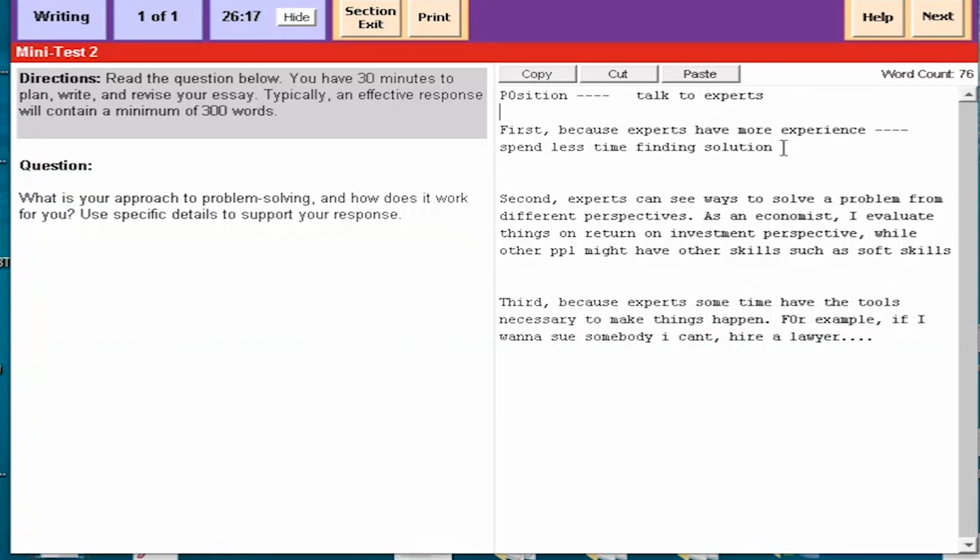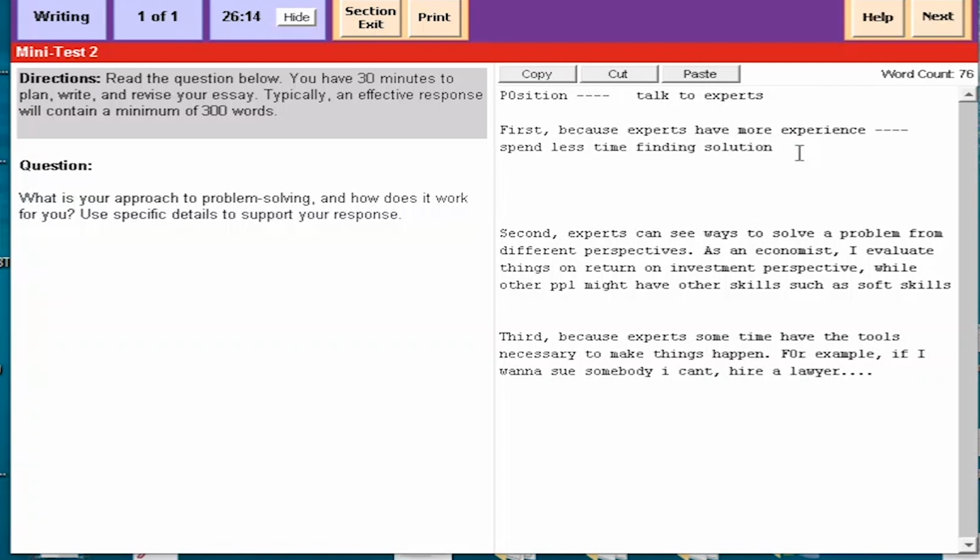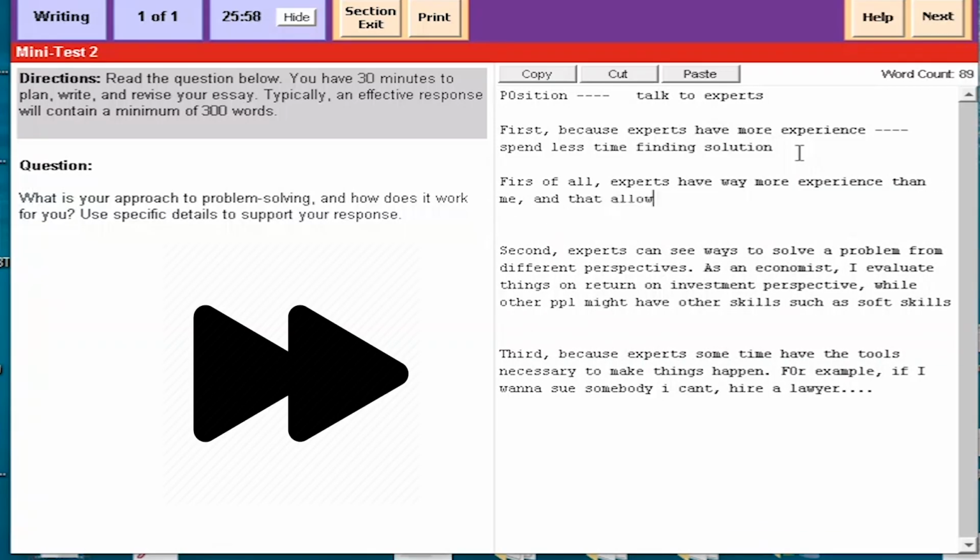Okay, so I'm going to start here with the first paragraph. First of all, why do I write first of all? Because I want to have more words, right? Okay, first of all, experts have way more experience than me.